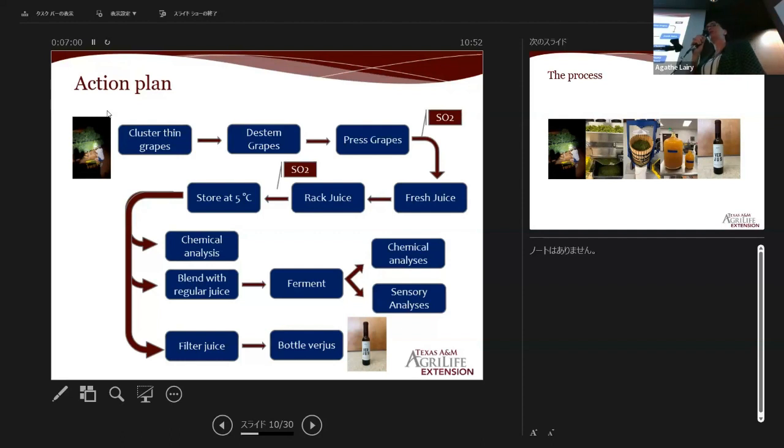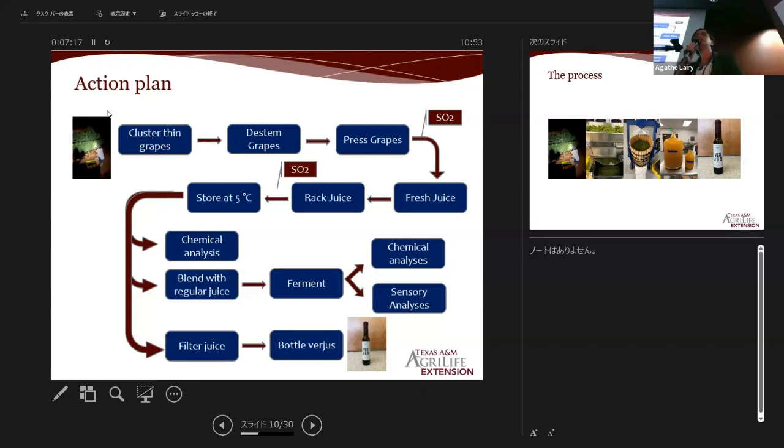So blend our verjus that we produced with the juice of ripe grapes. So we waited, we picked ripe grapes, and then we blended the verjus with the juice from the ripe grapes, ferment together, and then again run chemical analysis and sensory analysis.